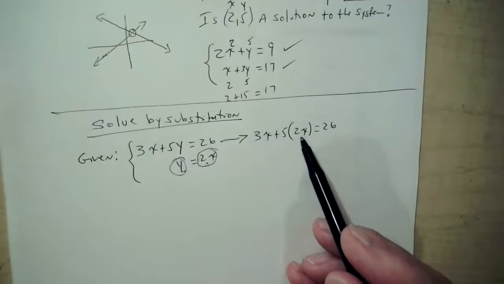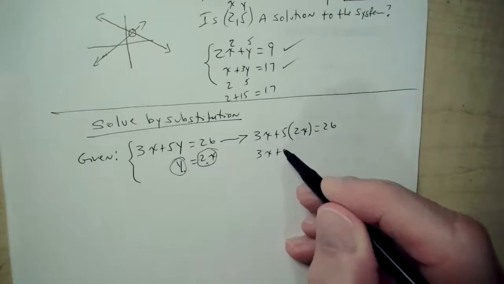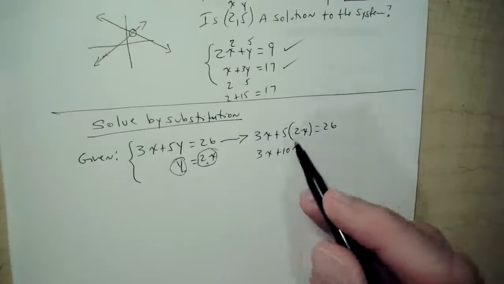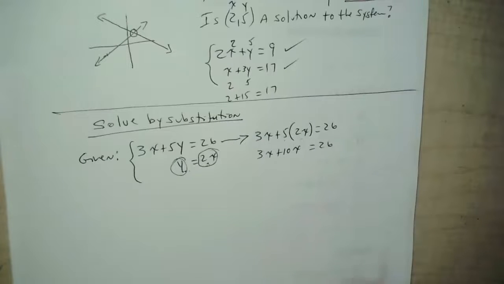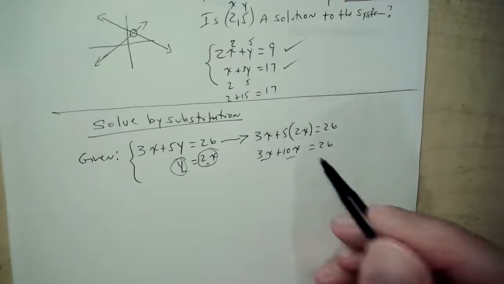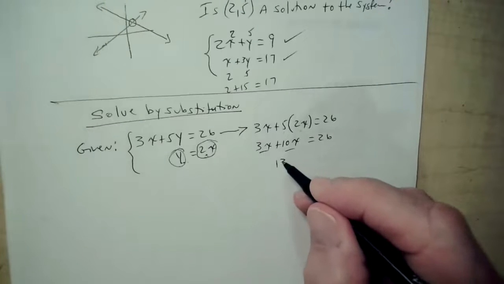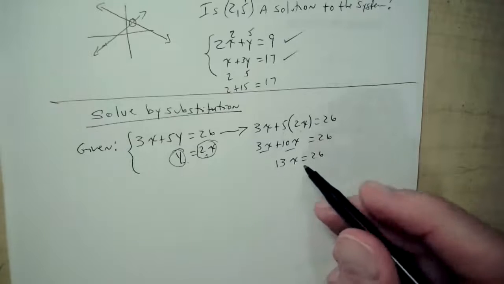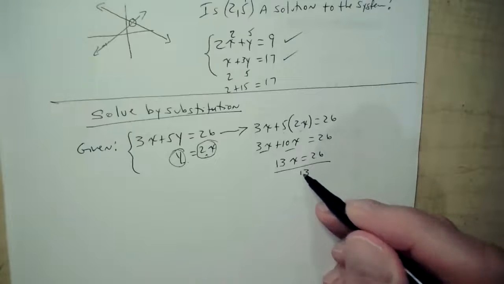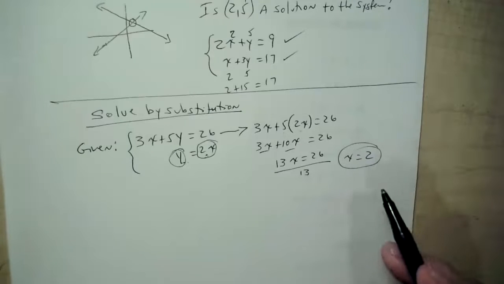Well, we can multiply 5 times this. So we get 3x plus 10x, right? 5 times 2x, 10x, is 26. Now what can we do? Combine like terms. So we have 13x equals 26. Now we have a very simple algebra problem. Divide by 13, x is 2.